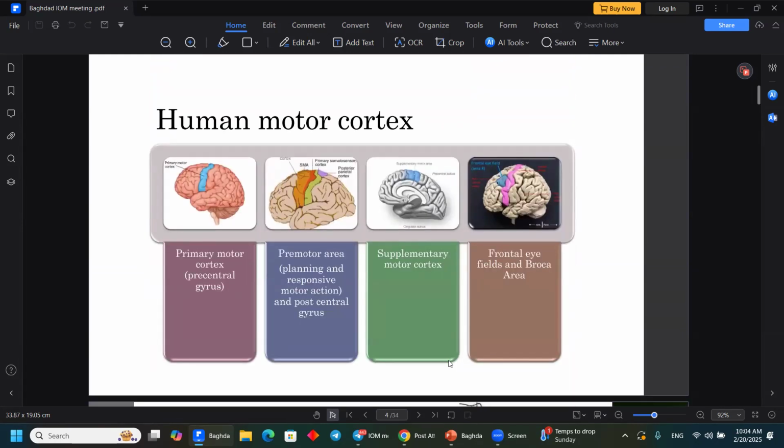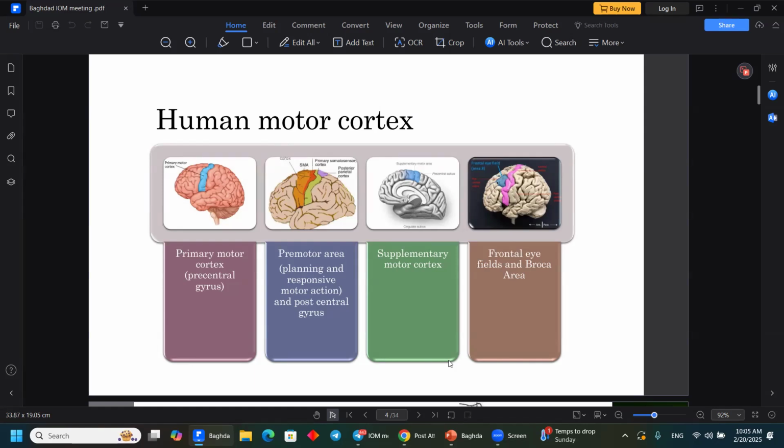For the motor cortex, there are many areas in the frontal lobe that are involved. The most important of them, which is the main controller of voluntary action, is the primary motor cortex, the precentral gyrus. It is a part of the frontal lobe which is involved in performing voluntary muscle action in all the human body.